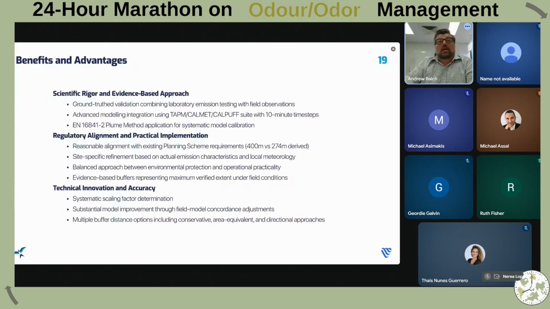This methodology demonstrates significant scientific rigour through ground truth validation, combining laboratory emission testing with field observations. Our advanced cowpuff modelling integration using 10-minute time steps and European ambient odour survey method, plume surveillance methods, provides systematic model calibration, achieving reasonable regulatory alignment, deriving 274 metre versus 400 metre planning scheme standards, while providing site-specific refinement based on actual emission characteristics.